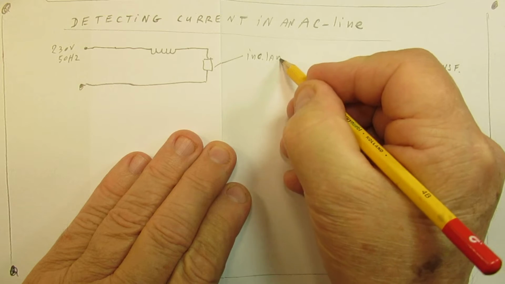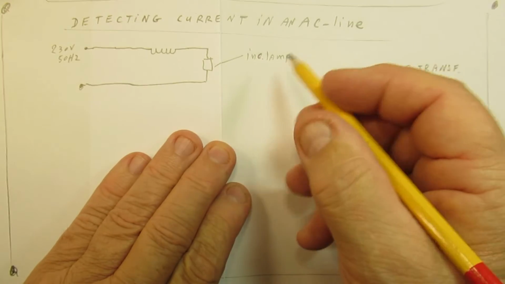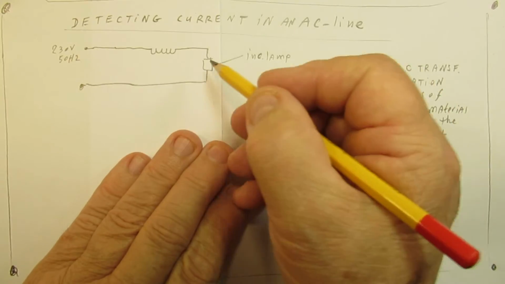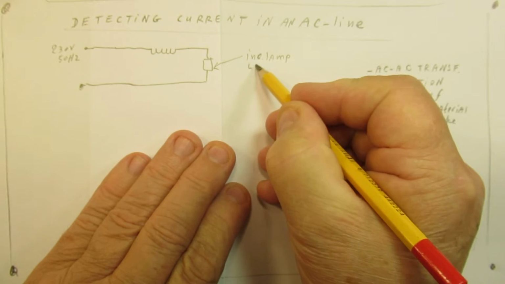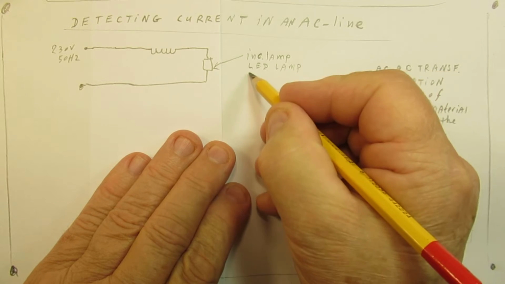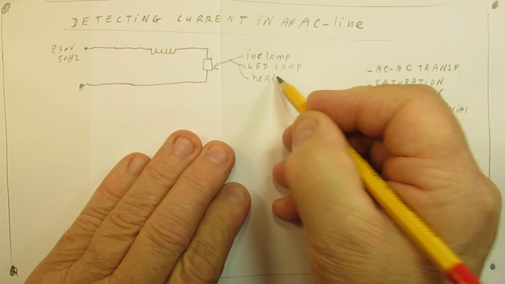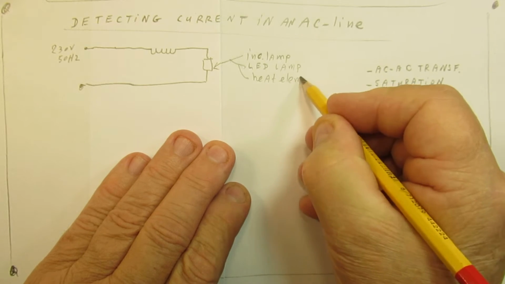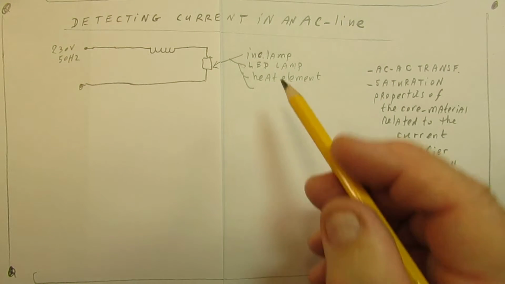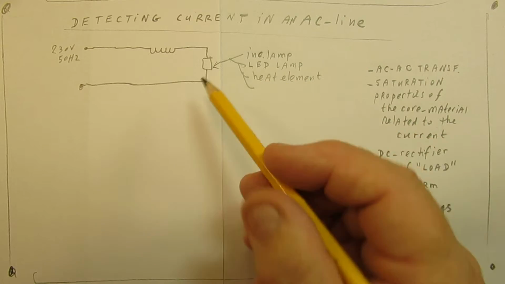They are forbidden, by the way, in Europe. They take too much current anyway. Now we have LED lamps, but of course this can also be an LED lamp. It can also be a heat element, and this and this are purely ohmic resistances as a load.